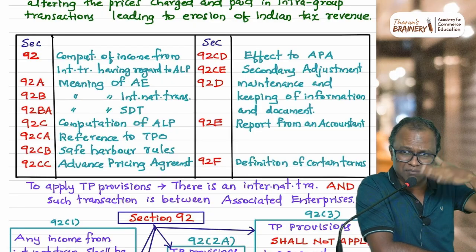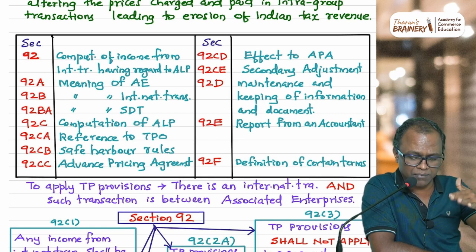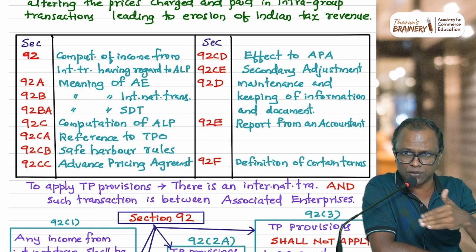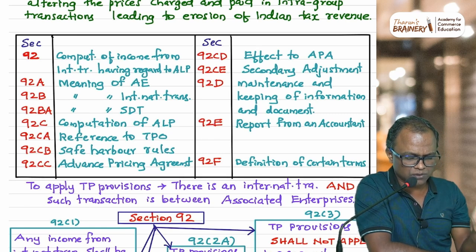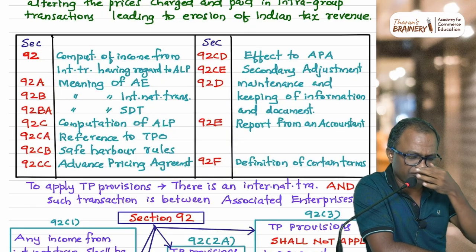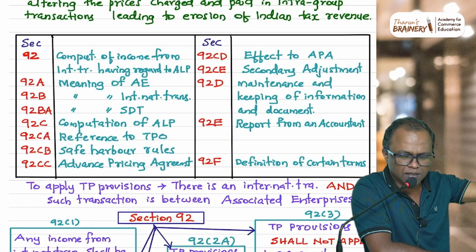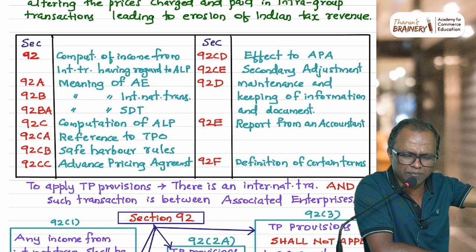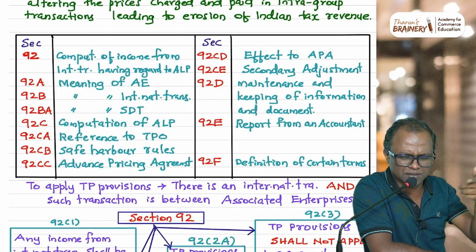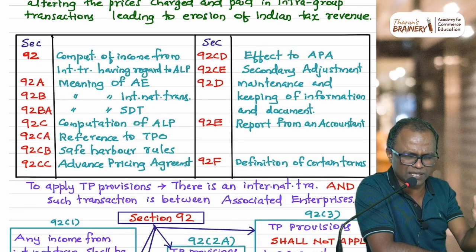So 5 methods are important. They can ask a problem from computation of ALP from that methods, that we will go through. We will solve the questions on methods. And then safe harbor rule, only the safe harbor rule applicable for that non-resident foreign diamond mining company, sale of diamonds, that recent amendment only you have to go through that safe harbor rule.